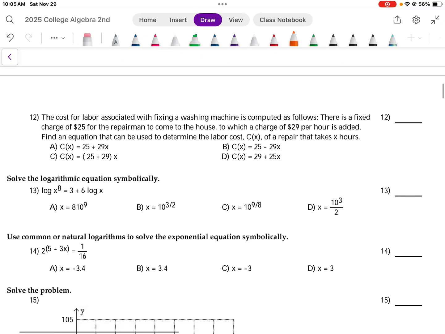Number 12. The cost for labor associated with fixing a washing machine is computed as follows. Fixed price of $25, and then they charge $29 per hour. So our cost is a flat $25 fee plus $29 per hour. So I like the first one. I like A.